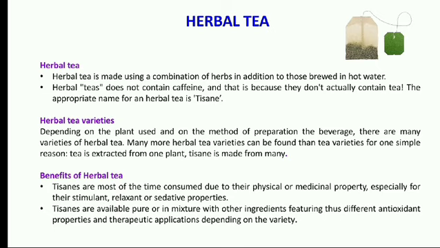There are various varieties of herbal tea depending upon the plant used for preparation. The tea is extracted from one plant and tisane is made from many plants. Tisanes are most of the time consumed for their therapeutic and medicinal properties, especially stimulant, relaxant and sedative properties.